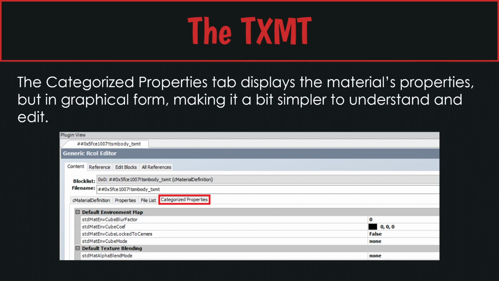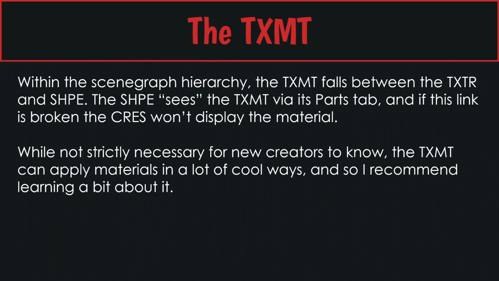The final part is the Categorize Properties tab. It essentially lists everything that's in the Properties tab, but it has a different interface for it. It shows all of the different coefficients as RGB values, like the environment cube coefficient, specularity, the diffuse, all of those. Within the scene graph hierarchy, the TXMT is above the TXTR but below the shape. So it communicates between the texture and the SHPE. While the TXMT isn't strictly necessary for new creators to know, it's helpful if you want to change the properties of the material as opposed to the texture.